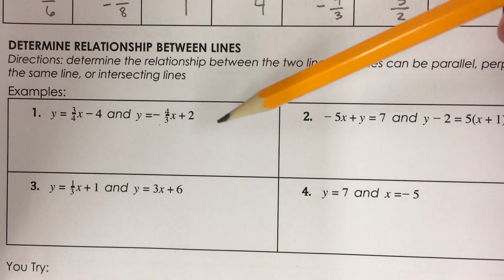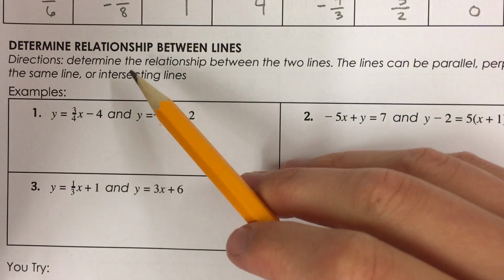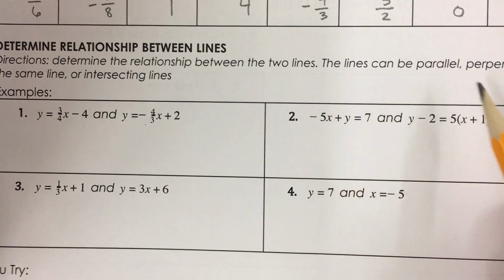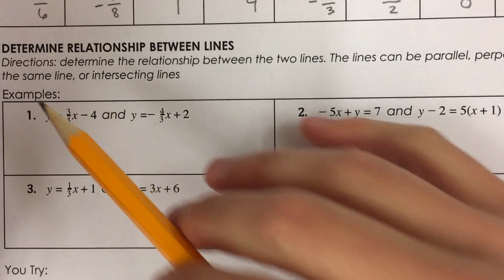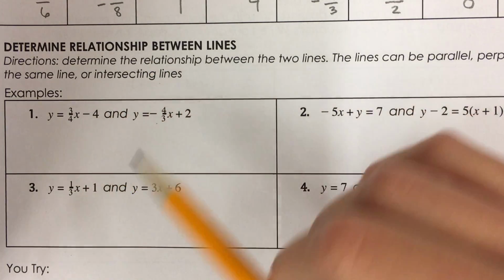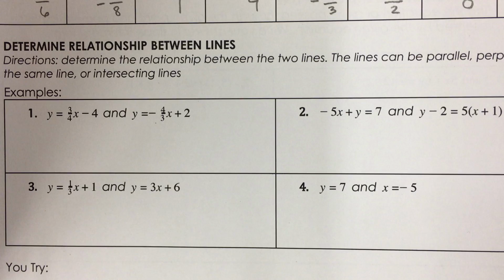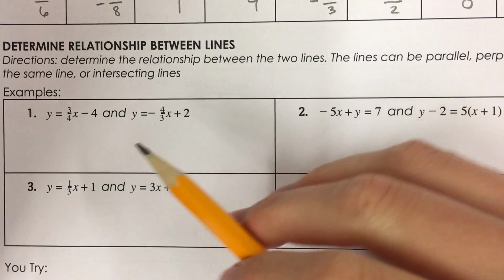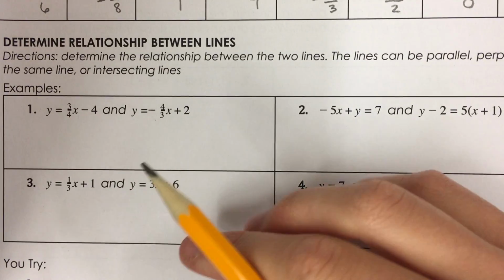So we're now going to determine the relationship between two lines. What we want to know is if the lines are going to be parallel, perpendicular, the same line, or intersecting lines. Okay. So now I could graph these and see, right? I could even graph them in Desmos and see, but I can also just look at the slopes and decide.